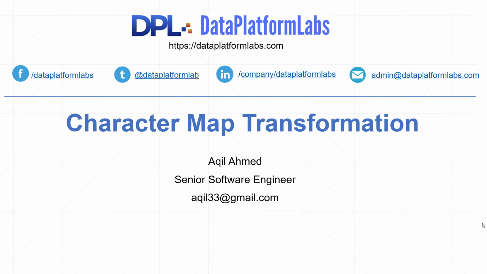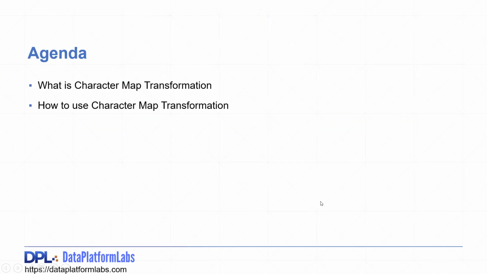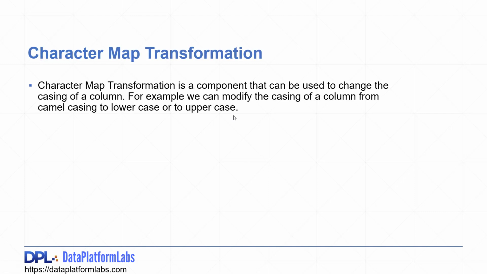In this particular video, I will talk about the character map transformation. So we will see what the character map transformation is and how to use it in SSIS. Basically, the character map transformation is a component that can be used to change the casing of a column. For example, we can modify the casing of a column from camel casing to either lowercase or uppercase.